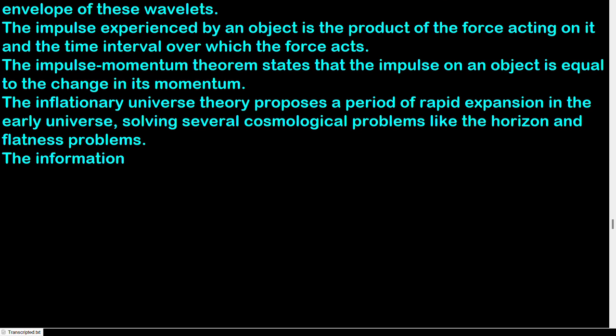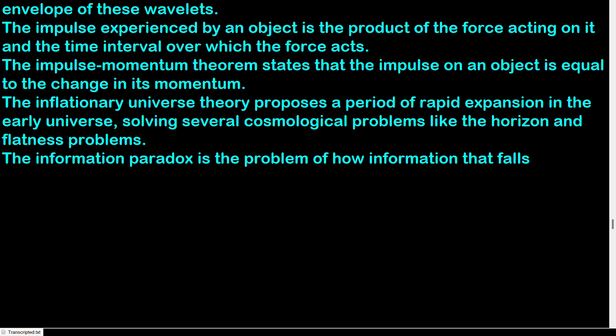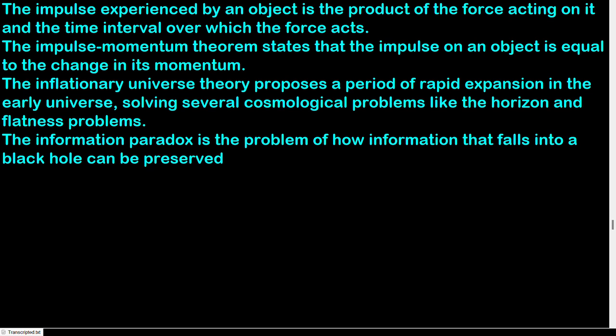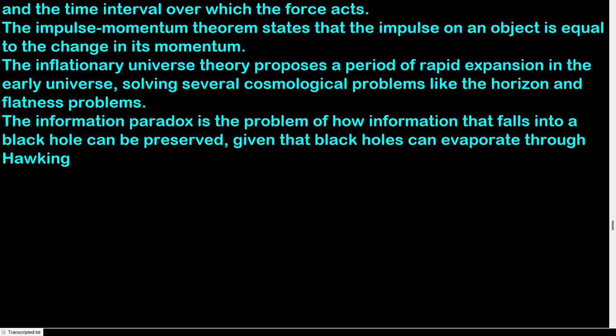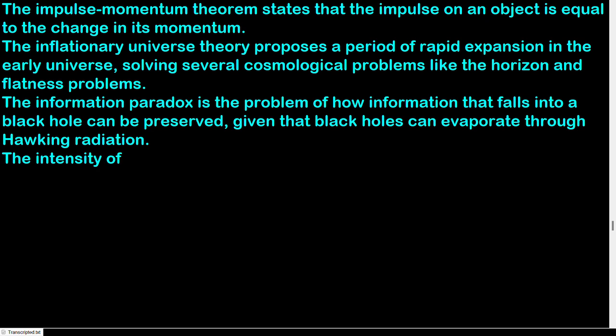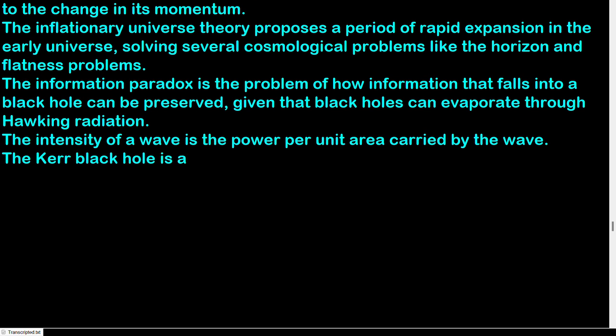The information paradox is the problem of how information that falls into a black hole can be preserved, given that black holes can evaporate through Hawking radiation. The intensity of a wave is the power per unit area carried by the wave. The Kerr black hole is a rotating black hole described by the Kerr metric.